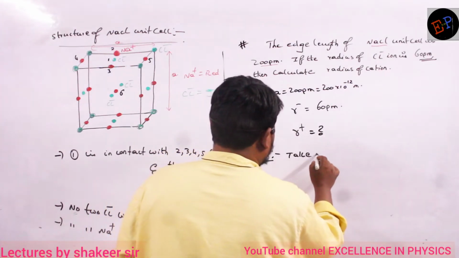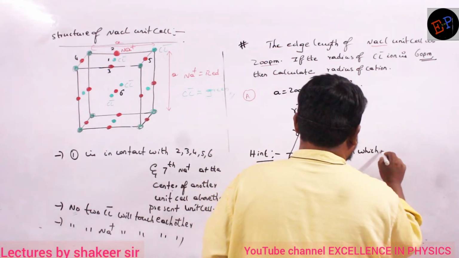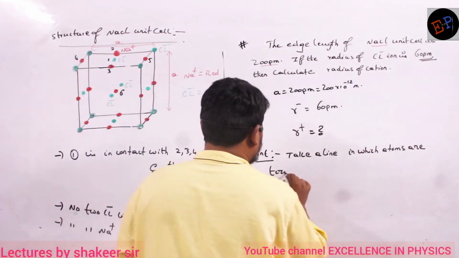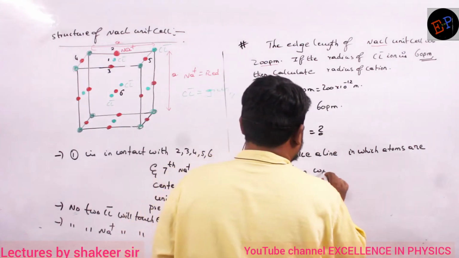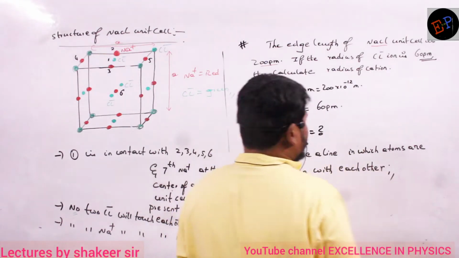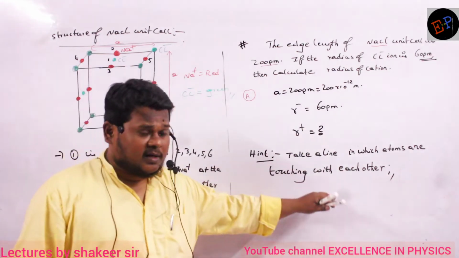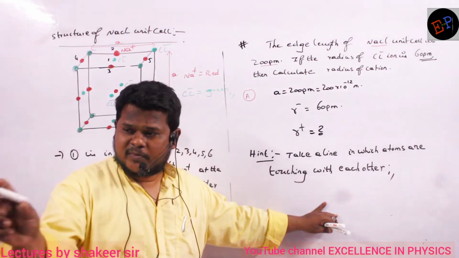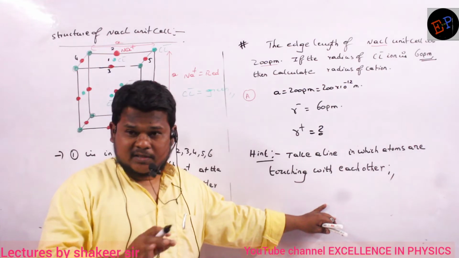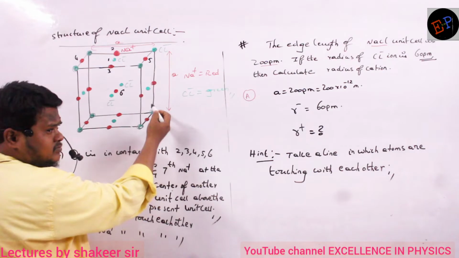take a line in which atoms are touching each other. So in calculating distances, this is the hint. Always take a line in which all the atoms are touching each other. There should not be any gaps between the atoms. Understand? So take any such line. Which line shall I take? I can take this edge length only, no? Are you able to understand?